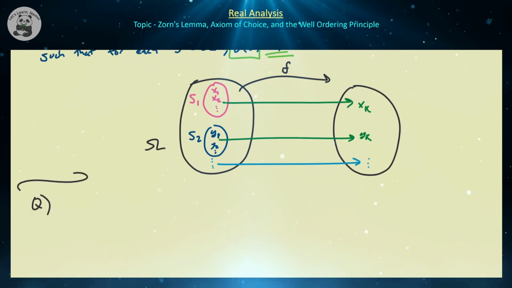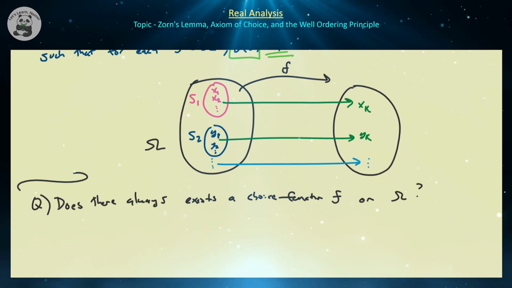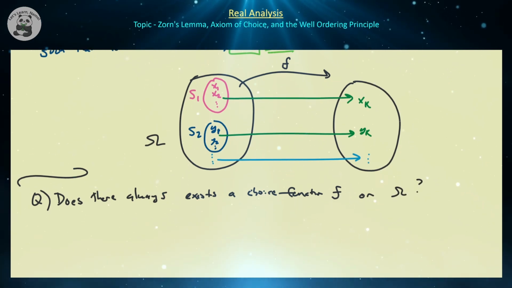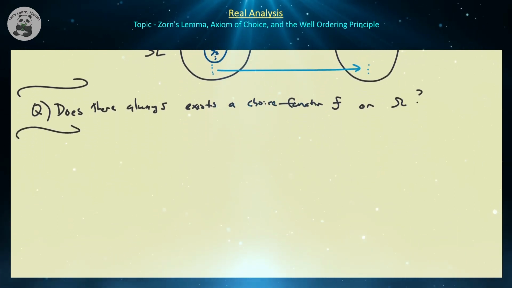So, big question. Does there always exist a choice function f on that non-empty collection of non-empty sets, right? So this might not be obvious at all, but this is where the axiom of choice comes in, right? So it says the following.